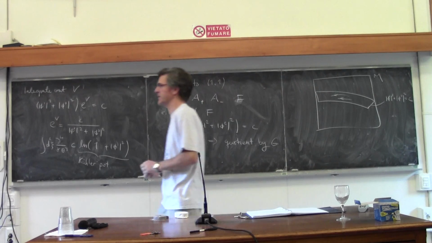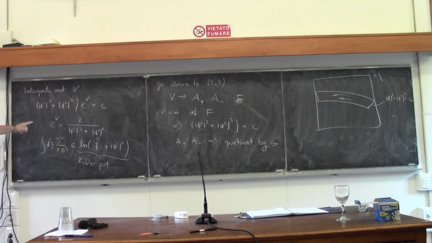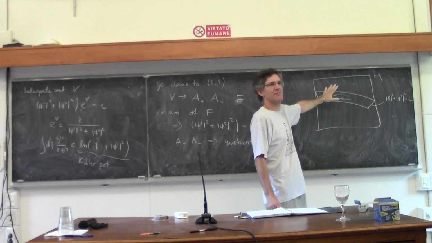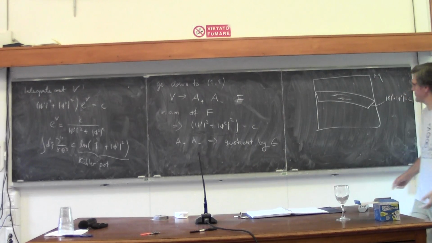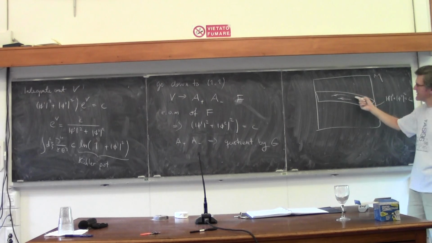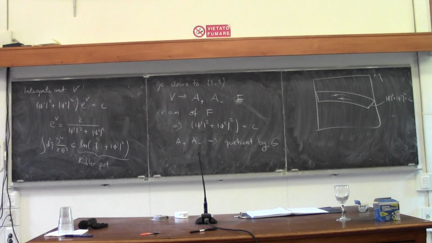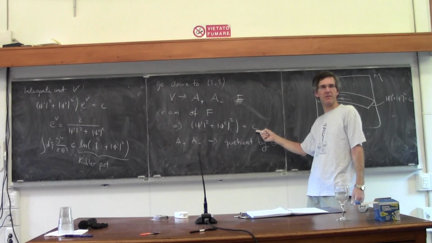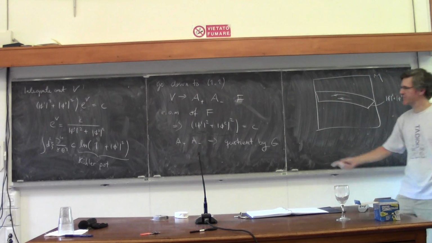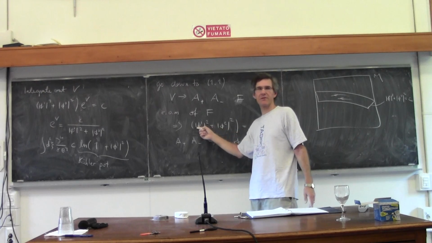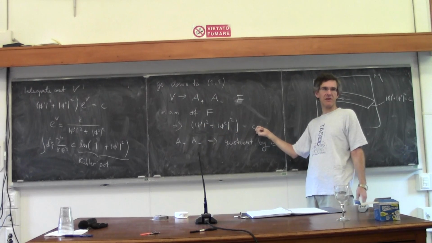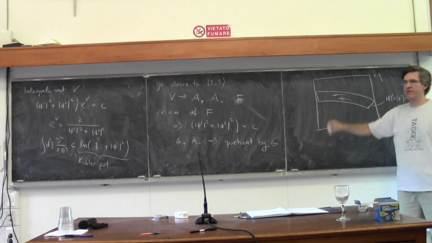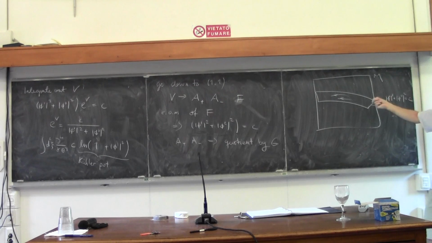I said that the action should be free, with no fixed points, but here there is a fixed point. But actually, I wasn't doing the quotient in the way I presented it before. What I need now is that the action on this surface is free. If I choose C to be not equal to 0, I avoid the fixed point. The fixed point is phi 1 equal to phi 2 equal to 0, but if C is not equal to 0, I avoid this point. So the action is actually nice on this hypersurface, which is what I need.